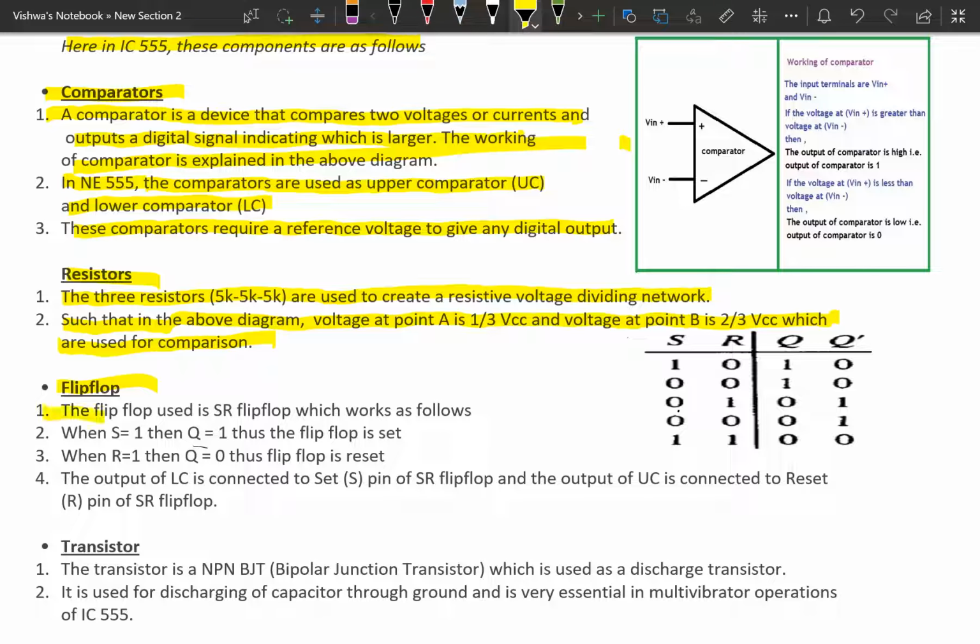The flip-flop used is the SR flip-flop, which works as follows. SR flip-flop means set and reset flip-flop. When S is 1, Q is 1, thus the flip-flop is set. When R is 1, Q is 0, thus the flip-flop is reset. The output of the lower comparator is connected to the set pin S of the SR flip-flop, and the output of the upper comparator is connected to the reset pin R of the SR flip-flop.